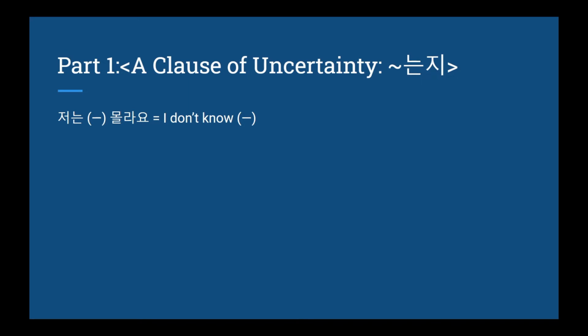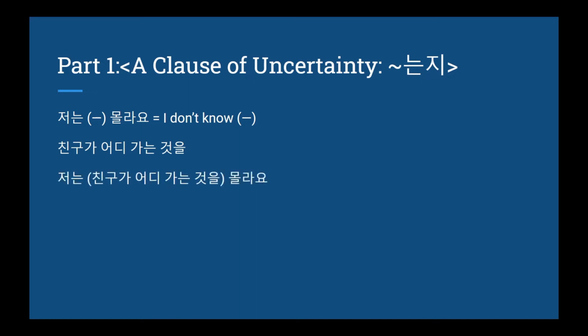So what is the uncertainty? Where my friend is going, correct? So in Korean, that would be 친구가 어디 가는 것을. Now, if you put it all together, it should look something like this. 저는 친구가 어디 가는 것을 몰라요. Now, since the part in the parentheses is uncertain, 는지 should be added instead of 는 것. So finally, we get this sentence. 저는 친구가 어디 가는지 몰라요.